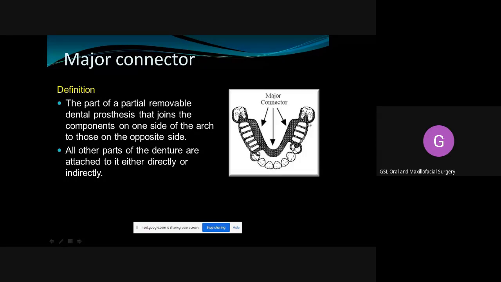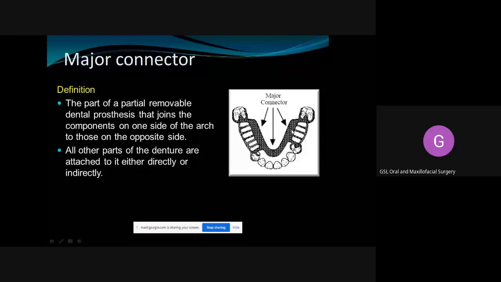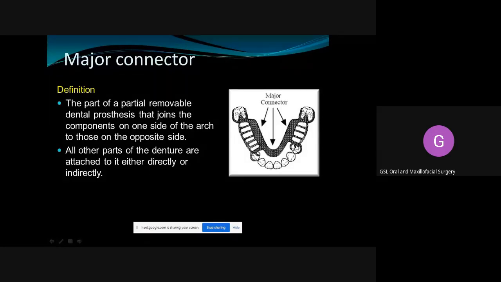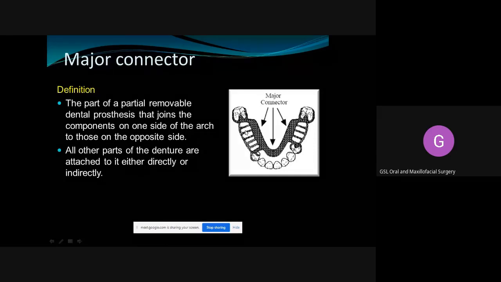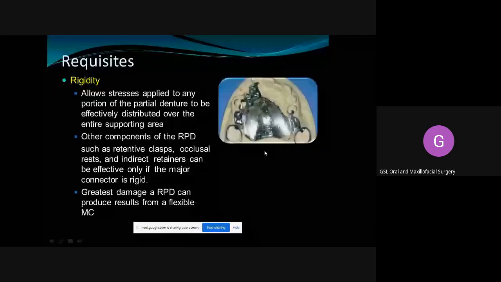When we consider the bilateral arches, this major connector is going to connect the components on one side to the other side. And all the other parts are directly attached to this major connector. What are the main requisites for a major connector? The first is the rigidity.